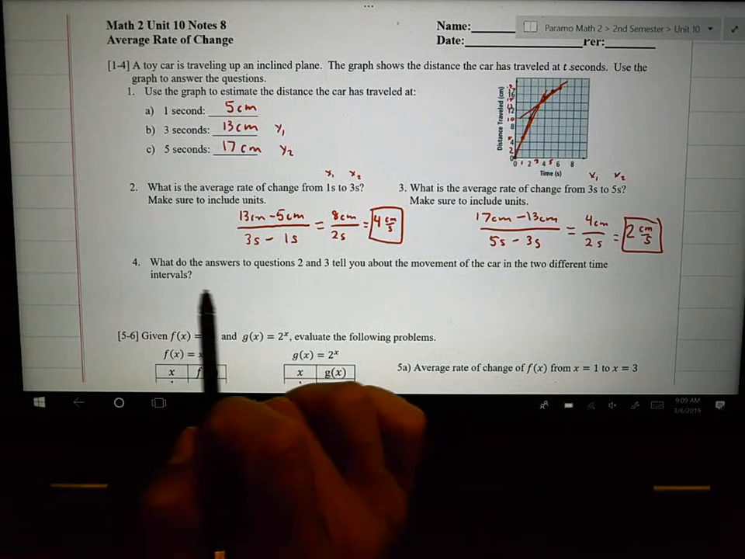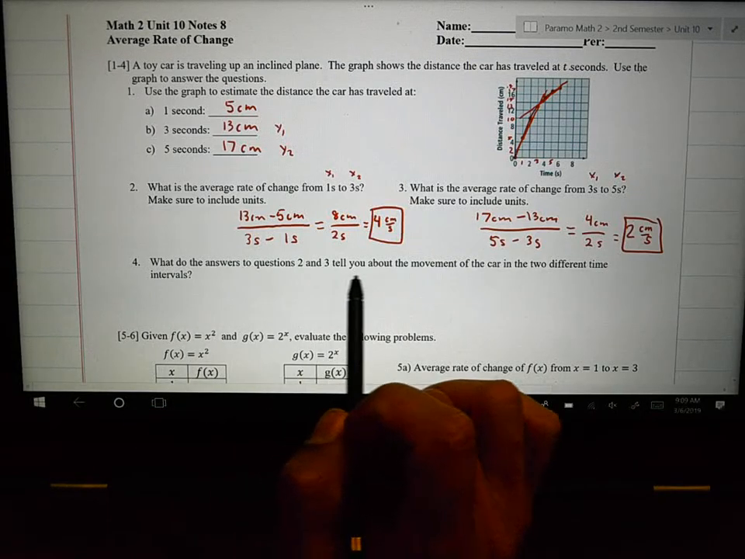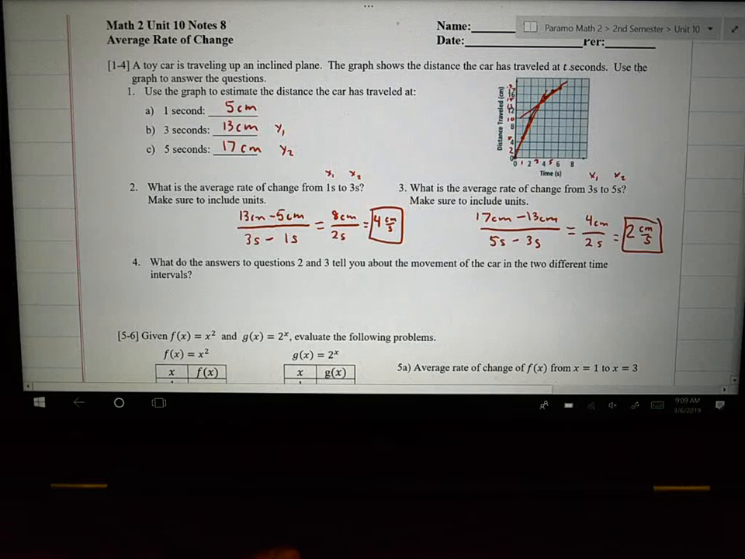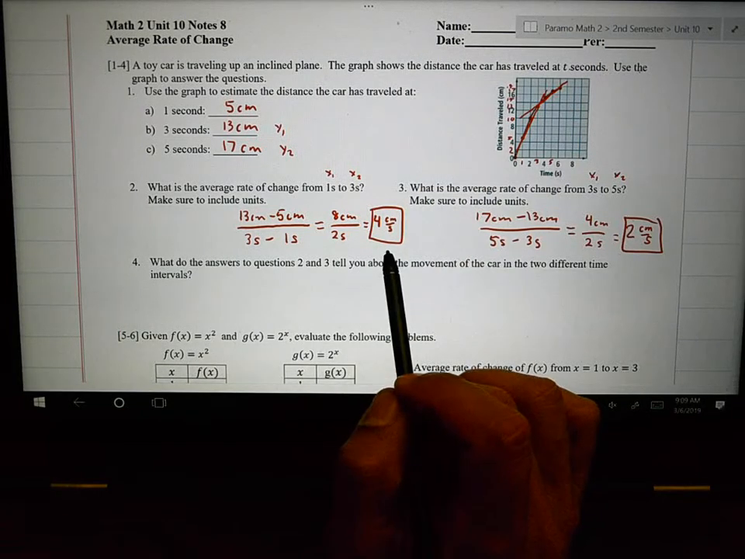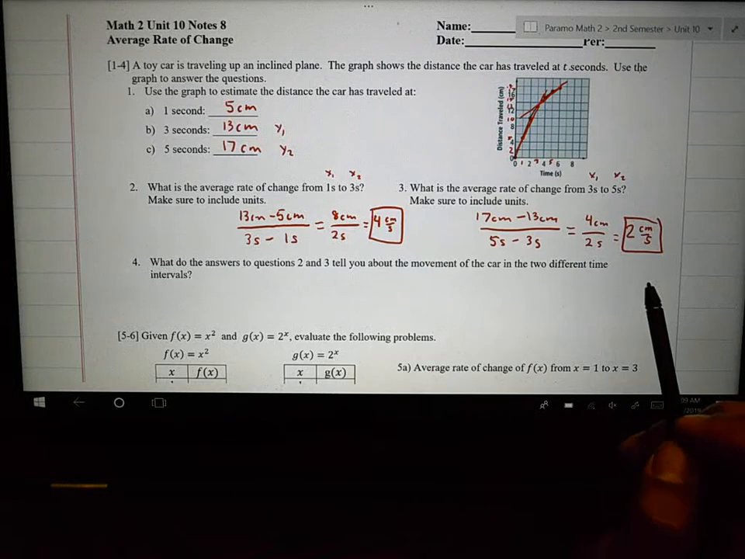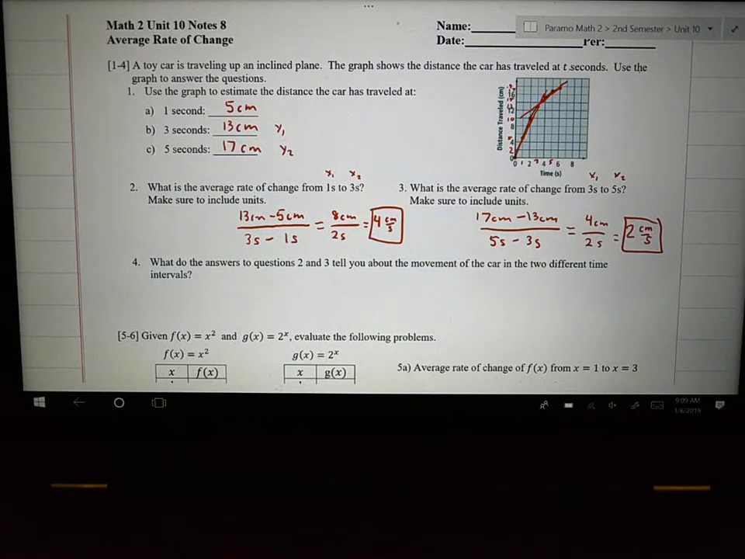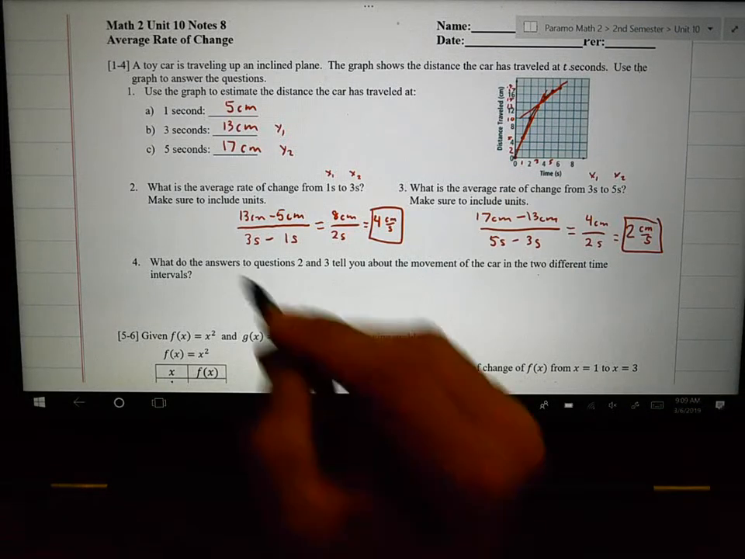What do the answers to questions 2 and 3 tell you about the movement of the car in 2 different time intervals? It was traveling at 4 centimeters per second. Now it's traveling at 2 centimeters per second. In summary, it is doing what? It's slowing down.